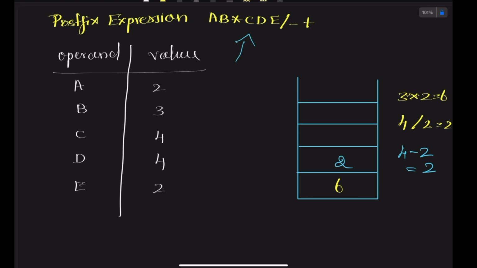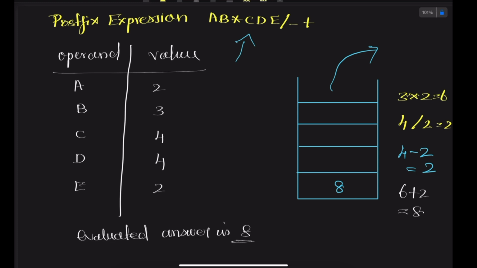Then we read the final character, plus. Since it is an operator, you do the operation 6 plus 2. Then the answer is 8, and the 8 is pushed into the stack. Finally you take this value from the stack, and your final answer is 8. So this is your final evaluation of the infix to postfix expression.